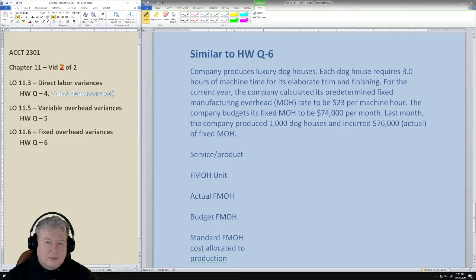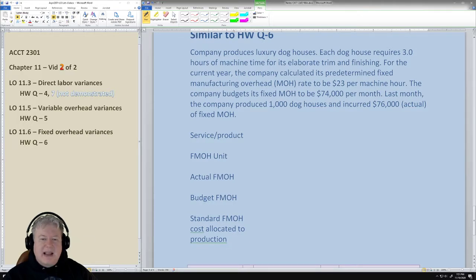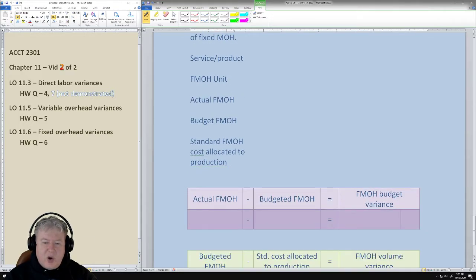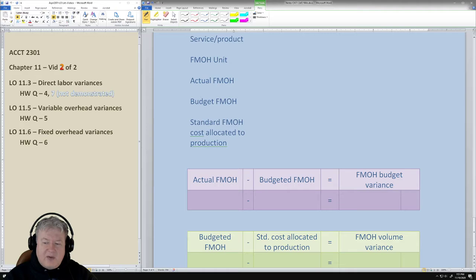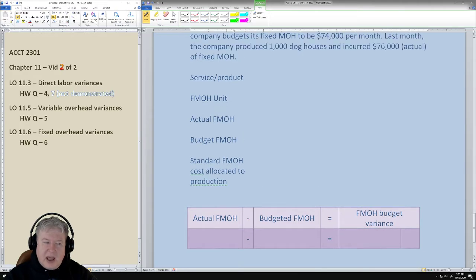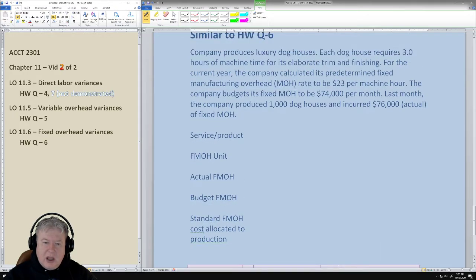Okay. The last thing that we look at is going to be the fixed manufacturing overhead. And we go about this a slightly different way. So we've got an easier equation, and it's just two. We've got a budget variance and a volume variance. And we'll take a look at that here in just a moment. So once again, maybe not as useful for the fixed, but we're looking at doghouses here. The company produces luxury doghouses. Each doghouse requires 3 hours of machining for its elaborate trim and finishing.